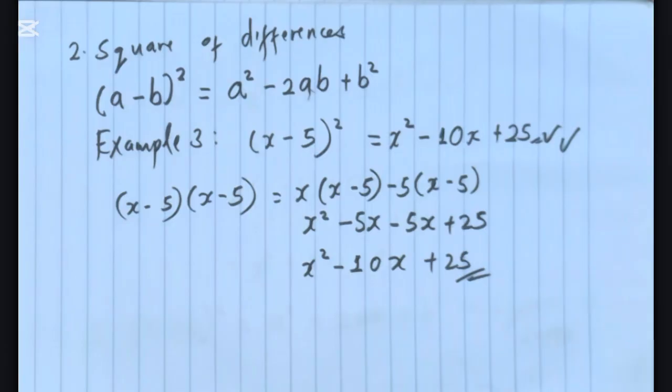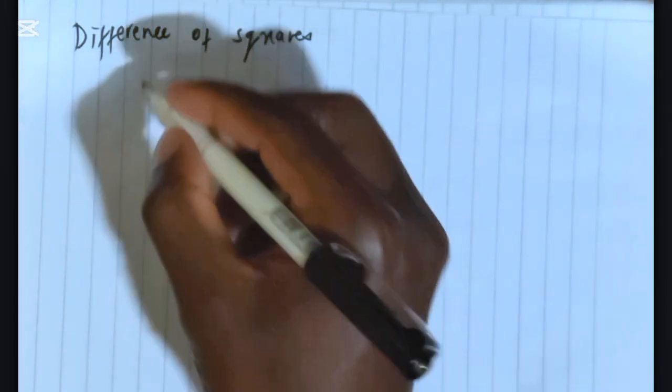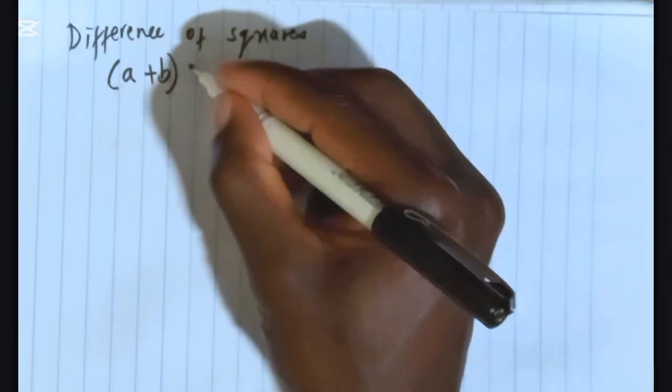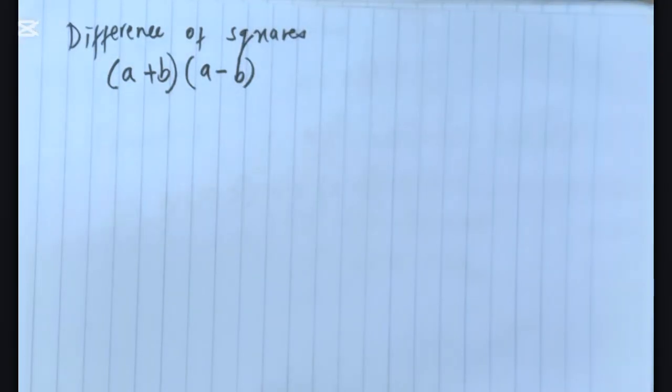So finally, as we conclude this class, why don't we look at the third quadratic identity? The third quadratic identity is what we call the difference of squares. Assuming you have a situation where you have a plus b, and you're multiplying it now not by a plus b again, but by a minus b. How do you handle it? What do you expect to be the answer?